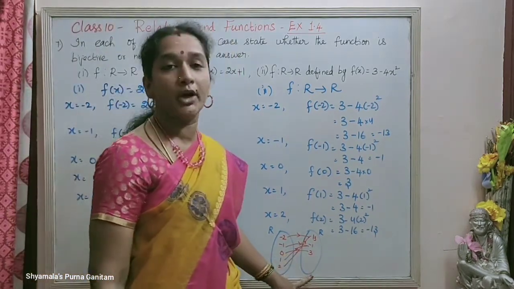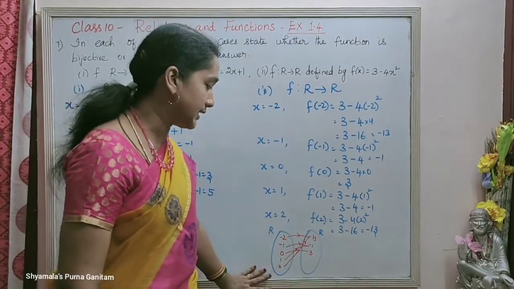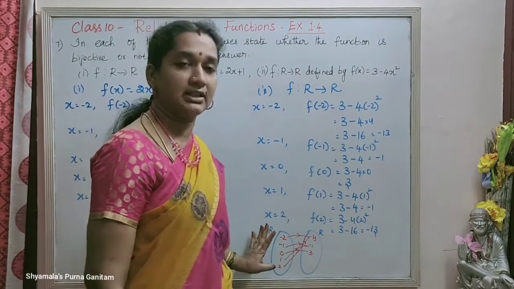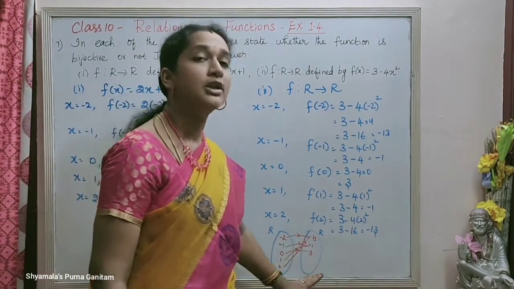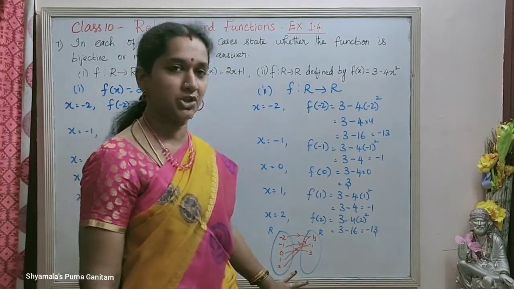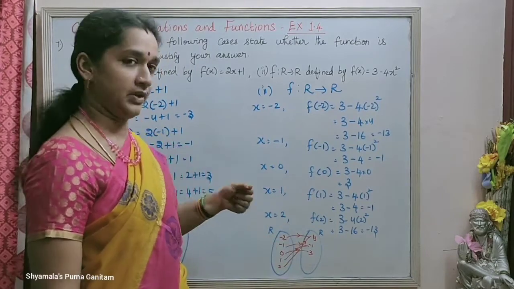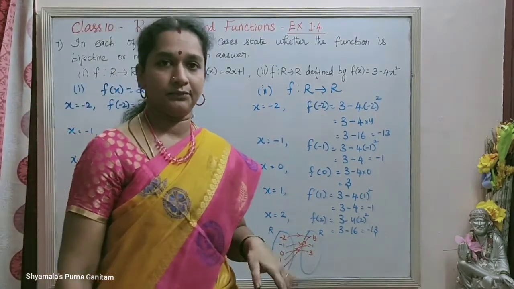So here this is not a one-to-one function. Why is this not one-to-one? Different elements in the first set do not have different elements as the image. So this is not a one-to-one function. Since this is not a one-to-one function, we can clearly say that it is not bijective.